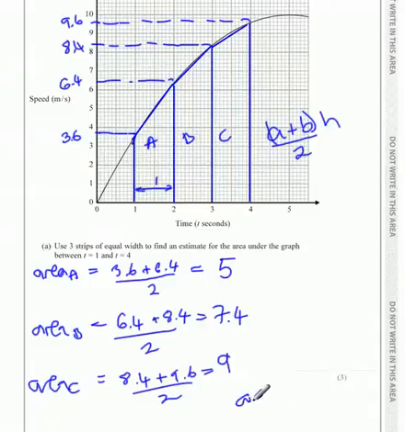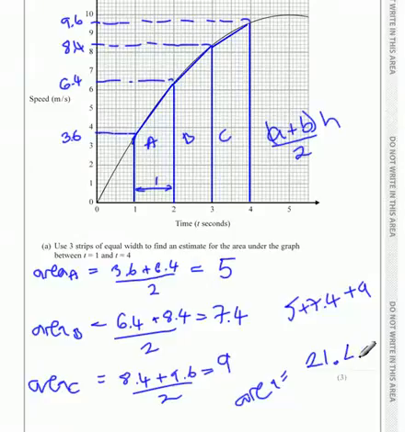So the area is going to be those three values added together. 5 plus 7.4 plus 9. 5 plus 9 is 14, plus on 7.4 is going to be 21.4 for the area. This is just an estimate because there's going to be some bits missing off from that.